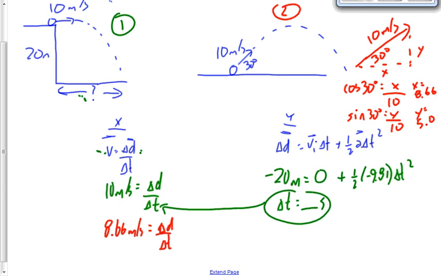Notice it's different than it was for the first problem. It was neg 20 for the first problem. It's 0 for the second problem. VI for the y component in the first problem was nothing. VI for the y component in the second problem is 5 meters per second.